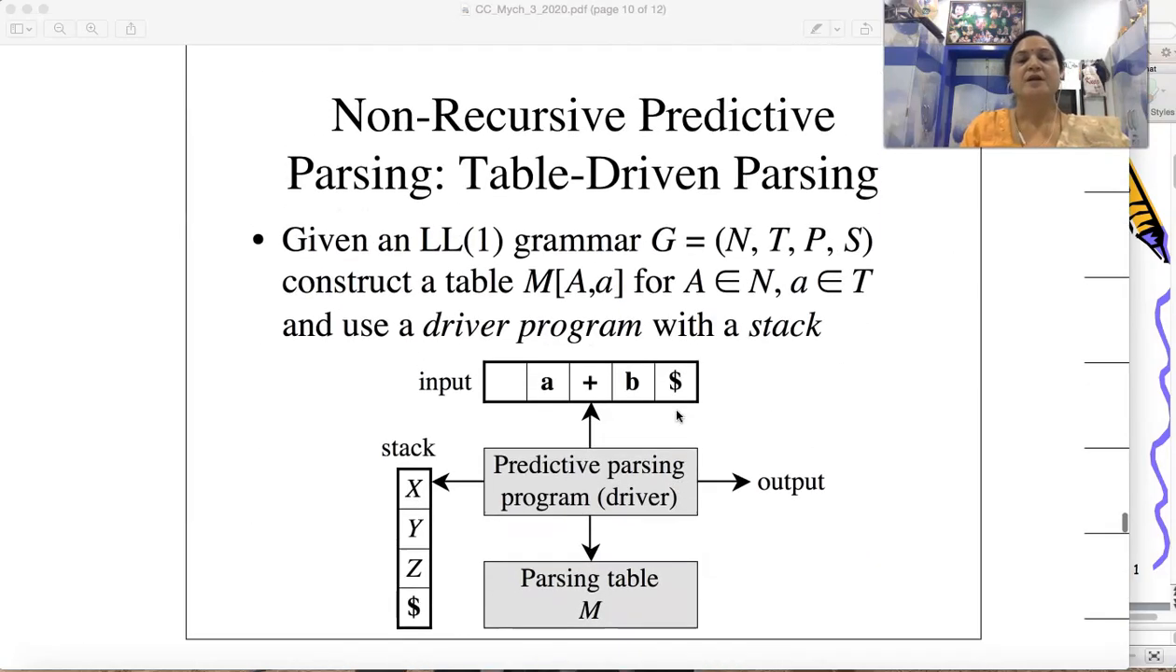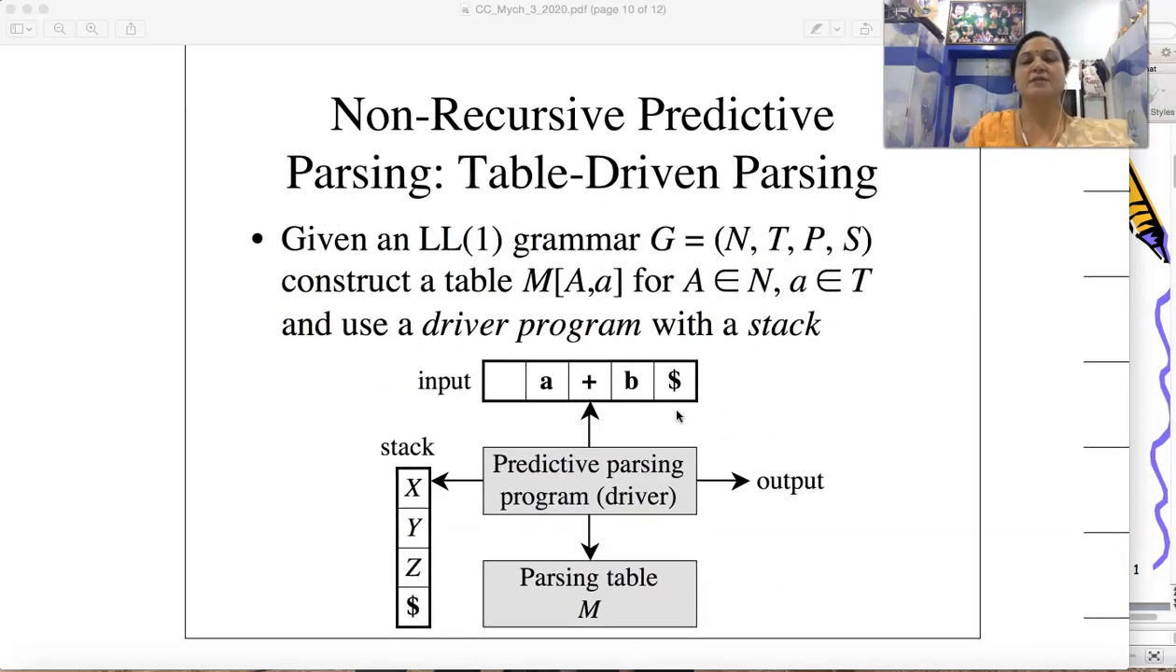Now the non-recursive predictive parsing is also called table driven parsing, because in this method a parsing table is used to give the guideline to the parsing program on how parsing should be performed. So in the non-recursive predictive parsing, we have an input buffer where the source program is saved, which is at the end followed by a dollar symbol. Then there is a stack. The grammar symbols are saved on the stack. The stack is initialized with $. So when these two dollars match at the end, we say that parsing is successful.